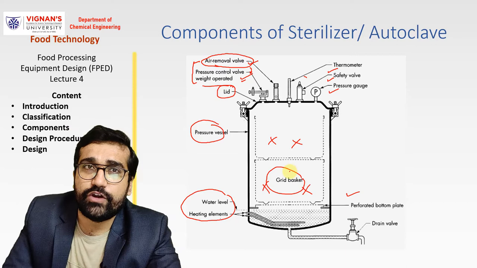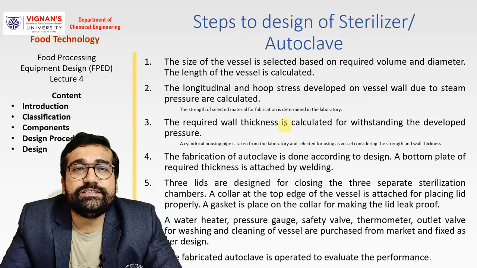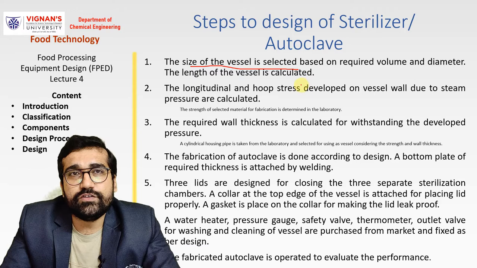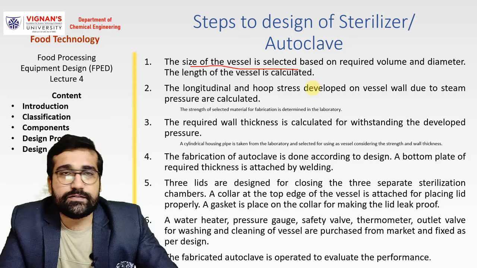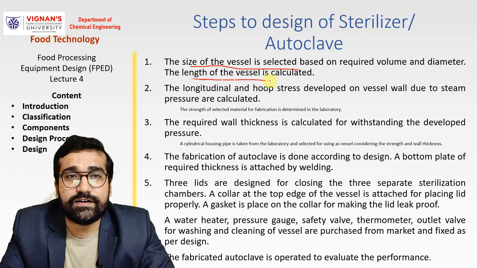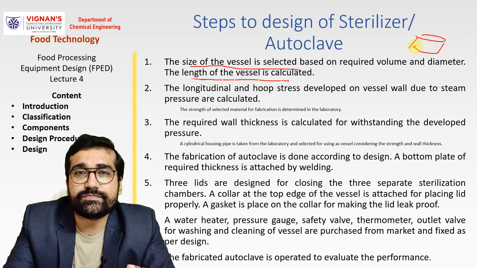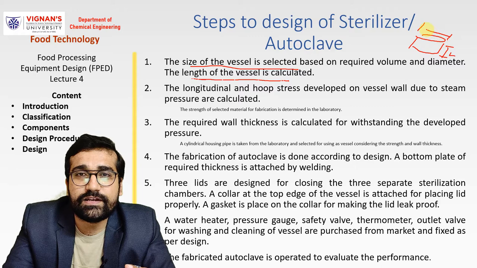So what are the steps of designing this sterilization or autoclave component? So first one is, size of pressure vessel is selected based upon the capacity. So how do we decide the size? We decide based upon the volume. We will fix the dimension for the sterilizer. Once the dimension is fixed, the dimension we are majorly going to fix is length, because the diameter, generally we design sterilizer in cylindrical shapes. Okay, so here we only fix the length, whereas diameter, we assume according to your convenience.